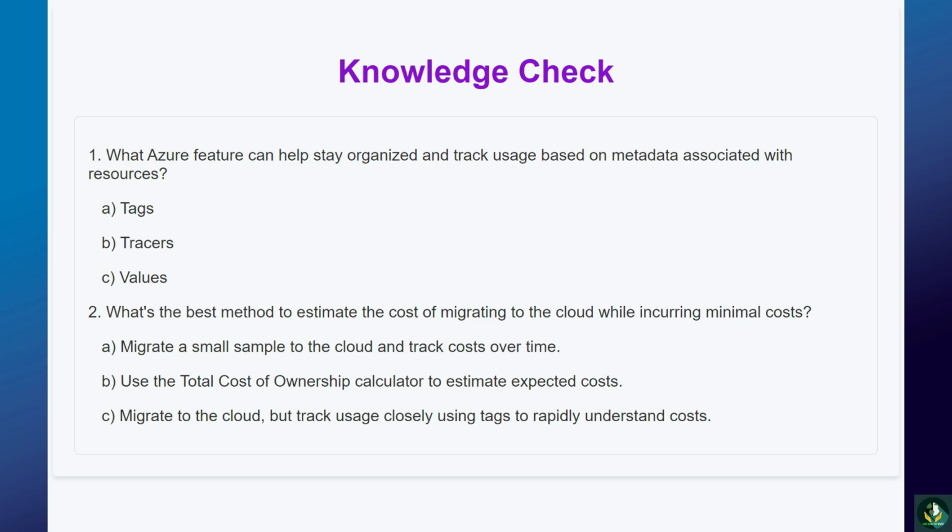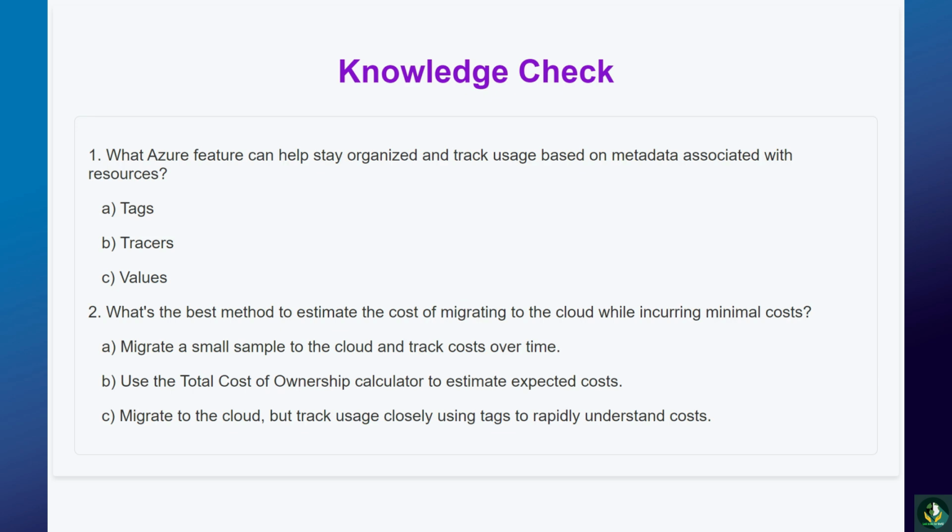What's the best method to estimate the cost of migrating to the cloud while incurring minimal costs? Correct answer, B. Use the total cost of ownership (TCO) calculator to estimate expected costs. Explanation. The total cost of ownership (TCO) calculator is specifically designed to help organizations estimate the costs of migrating to Azure without actually incurring any cloud expenses.